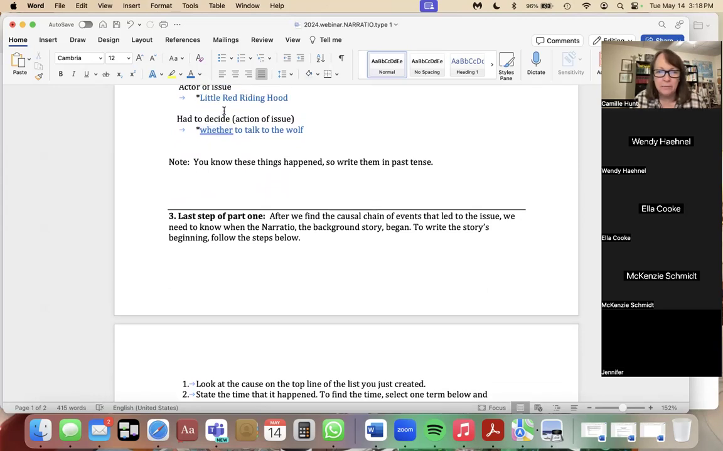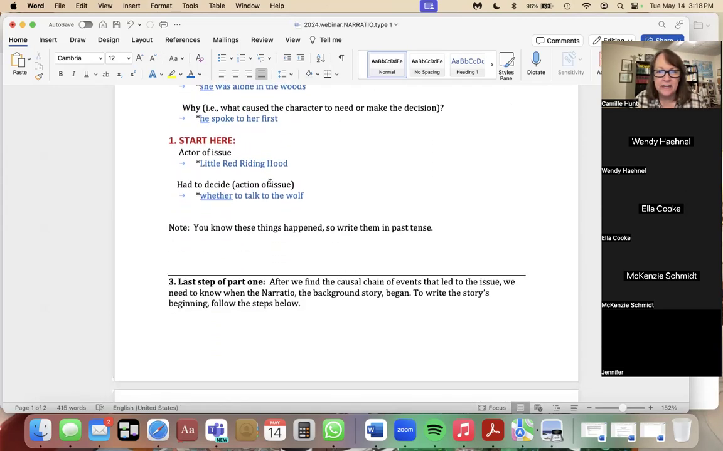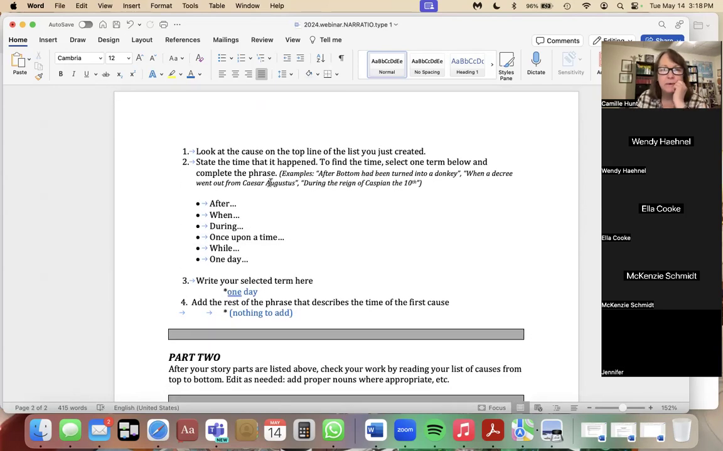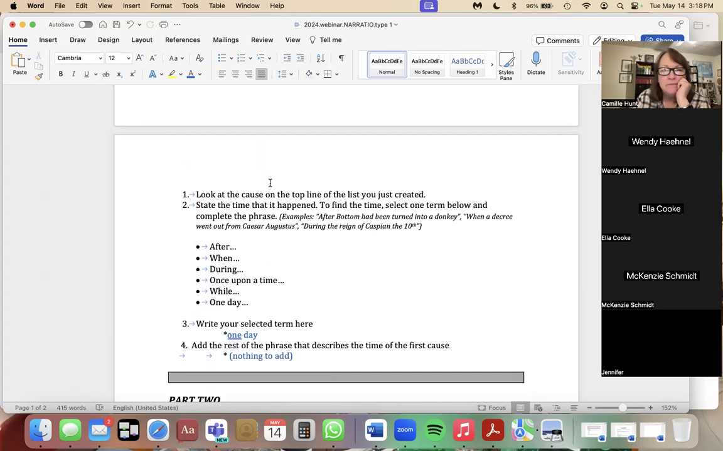So we're going to look at the top line. Her grandmother was sick. And we're going to state the time that happened. All right, so here we are. We're going to look at the time and say when it was. So we want a word that describes it. So we might say after Bottom had been turned into a donkey. We're reading Shakespeare and we have an issue there. Or this one, when a decree went out from Caesar Augustus that all the world should be taxed. That's the story in Luke. It starts with the time that this thing happened, when a decree went out.